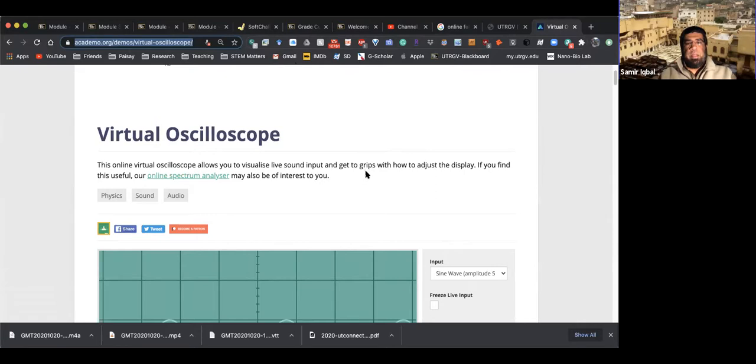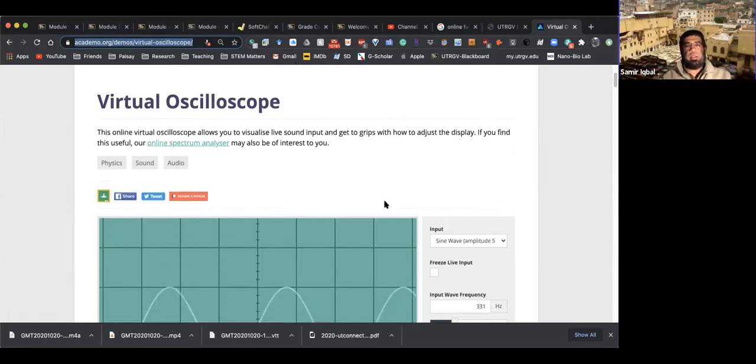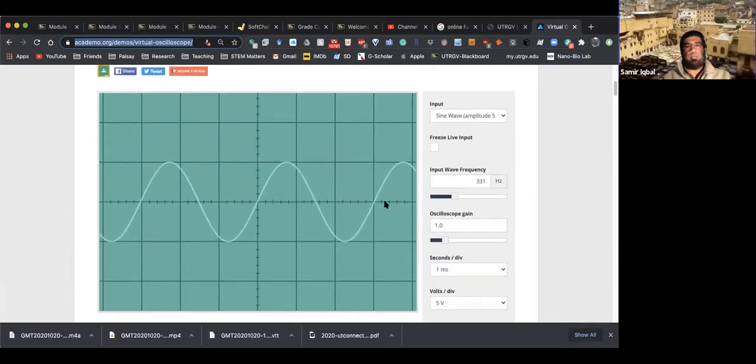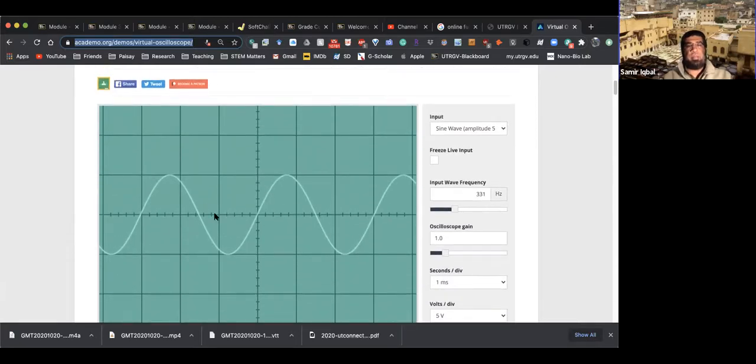All right, so I'll be shifting back and forth between this and the handout. Now, what are these things here on an oscilloscope? There is y-axis, there is x-axis. Y-axis is the whatever we are inputting. So we are inputting voltage. So it says sine wave, amplitude 5 volt.